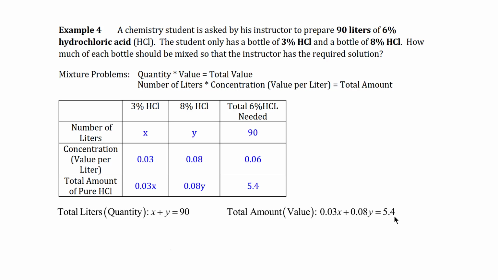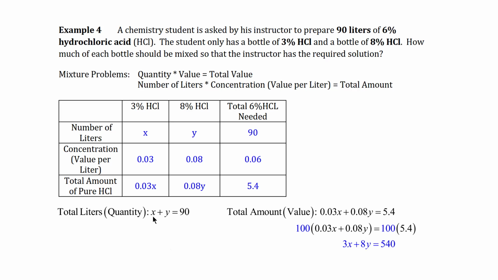The first thing I'm going to do is get rid of the decimals in the second equation by multiplying both sides of the equation by 100. So I have 100 times the parentheses 0.03x plus 0.08y close parentheses equals 100 times 5.4. After doing the multiplication, the result is 3x plus 8y equals 540. From here, I'm going to choose to eliminate the x variable. If you look at the x variables from both of the equations, we have 3x and then x.